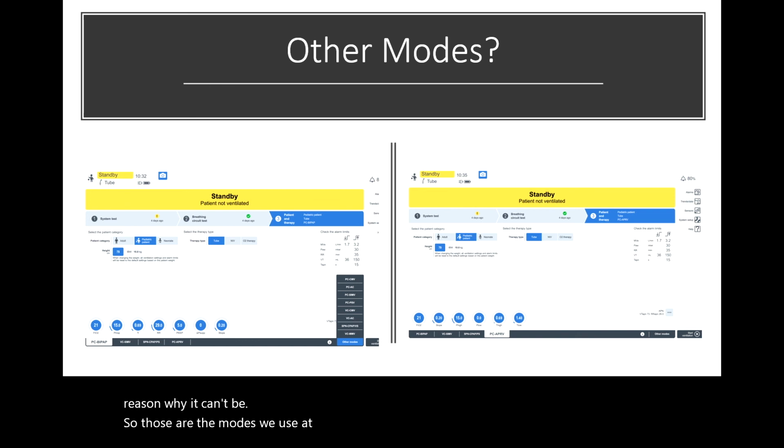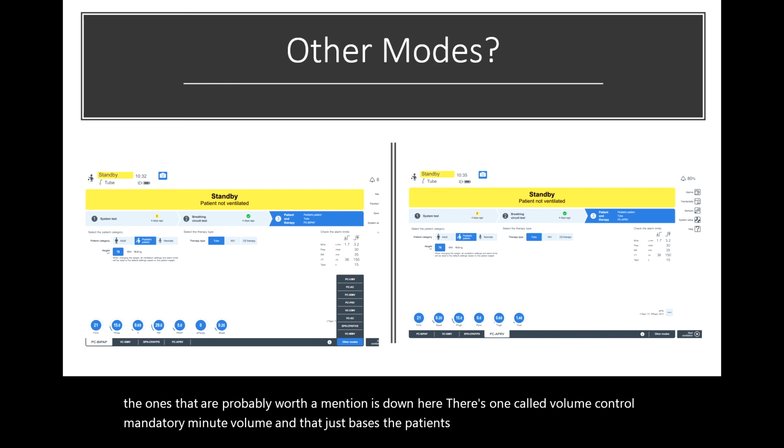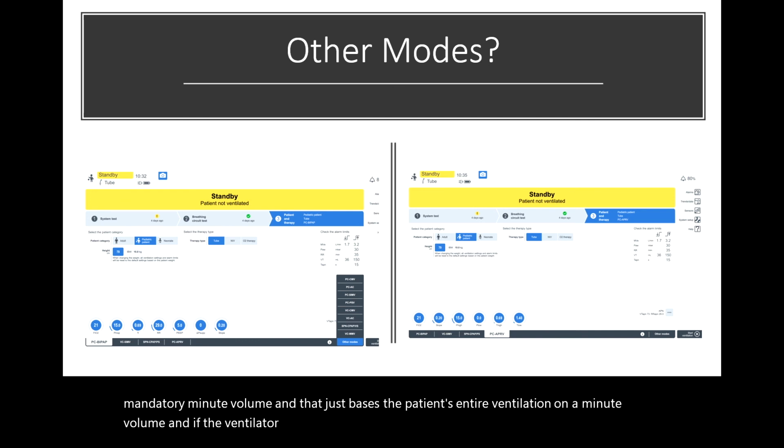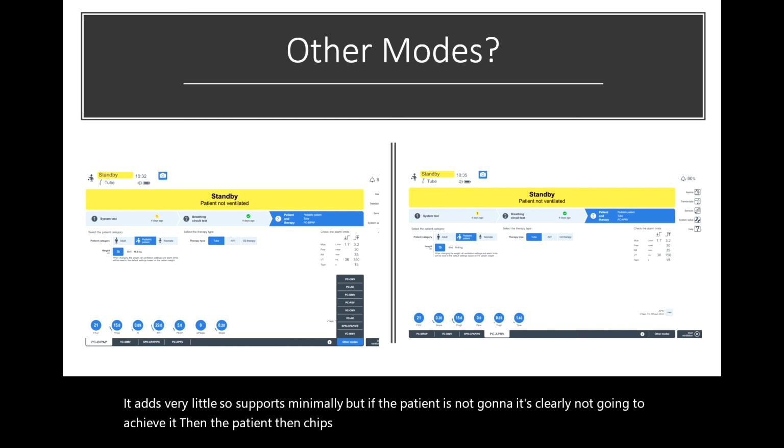There are other modes, as I've demonstrated previously. The ones that are probably worth a mention are down here. There's one called volume control mandatory minute volume, and that bases the patient's entire ventilation on a minute volume. The ventilator will predict if the patient is going to achieve that minute volume, and if so, it adds very little, so it supports minimally. But if the patient is clearly not going to achieve it, then the patient chips in a lot more frequently. So that's something that we could be looking at in the future.